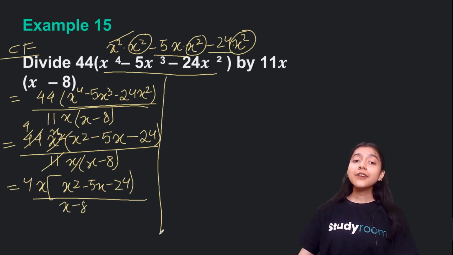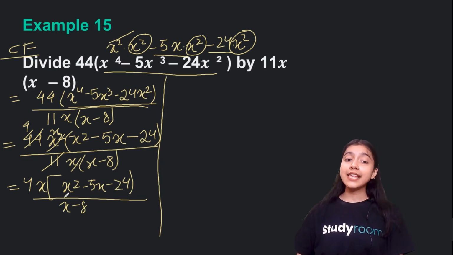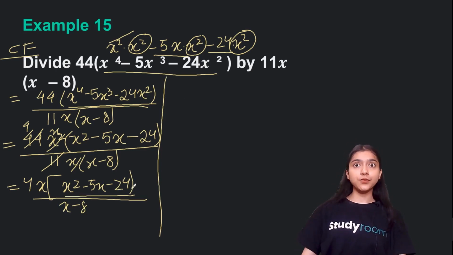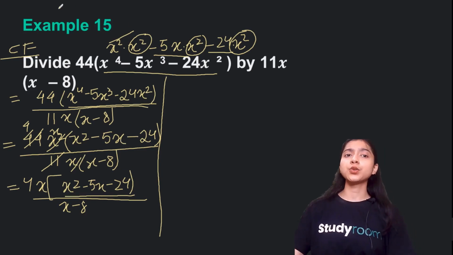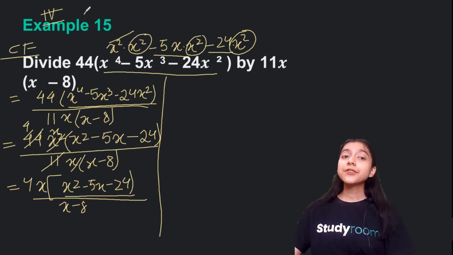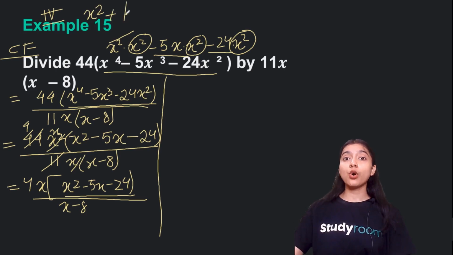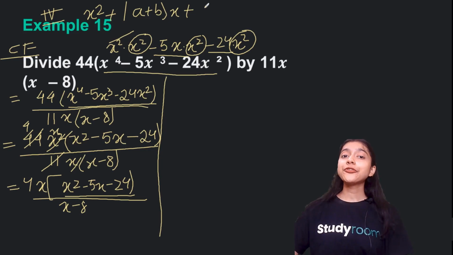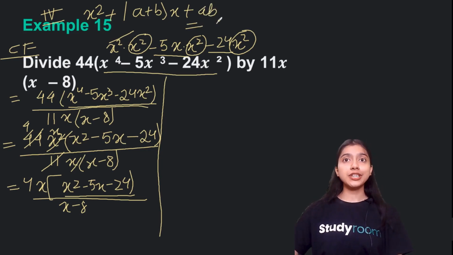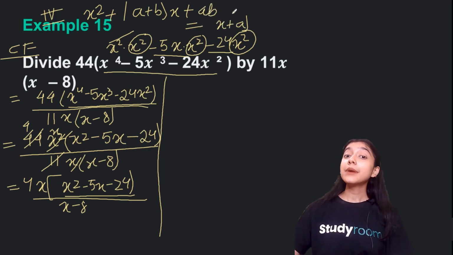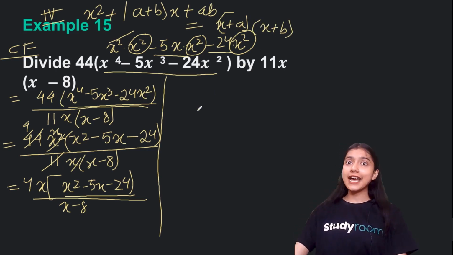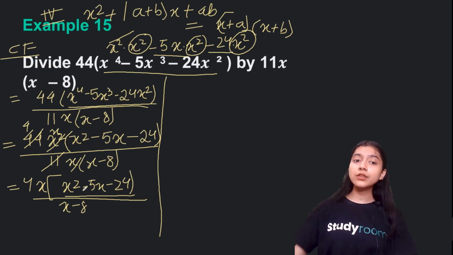Now what we have to do over here is, this x square minus 5x minus 24, we'll be using the fourth identity that I taught you. What was the fourth identity? Let's recall it. The fourth identity was that if we have x square plus of a plus b of x plus of ab, then that can be written as x plus a multiplied with x plus of b. This was a very important identity and it will be used in many places. So we'll be using it over here.